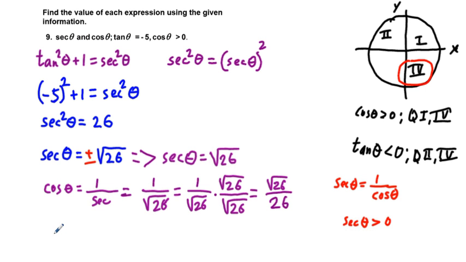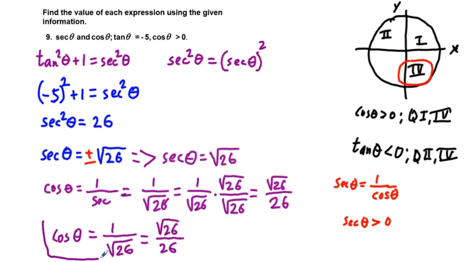So the cosine theta is going to be equal to, unrationalized, 1 over square root of 26, and rationalized, square root of 26 over 26. And the book has both ways here, and so we're going to box in both of our answers as correct. And for secant, we just have square root of 26.